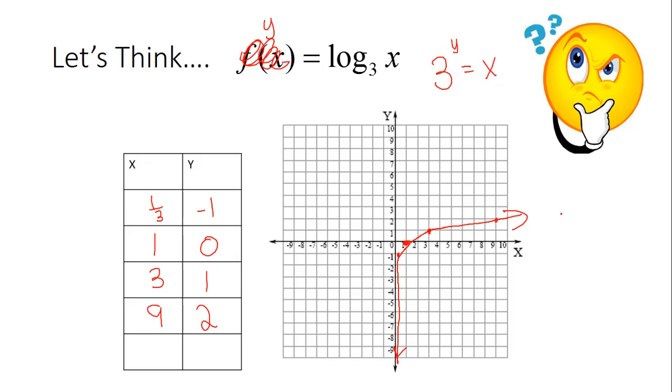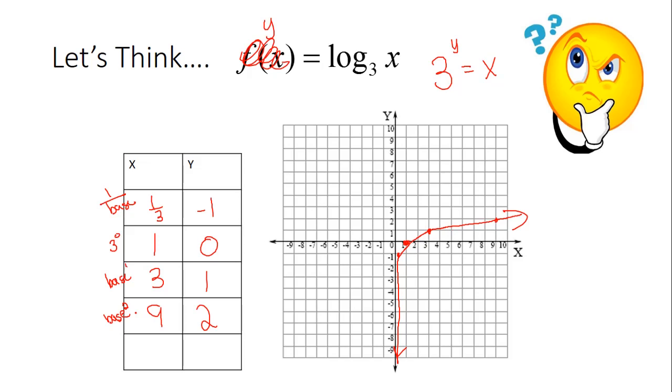So what we're going to do is look at our table here and look at the x values I plugged in. Notice this was the base, 1 over the base, right? And this was 1, which was the base to the 0 power. This was base to the first power, and this was base squared, right? Ultimately, that's what we did.